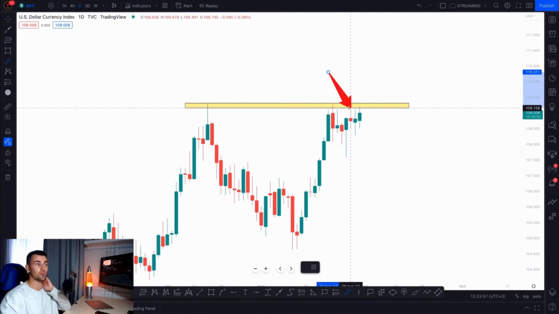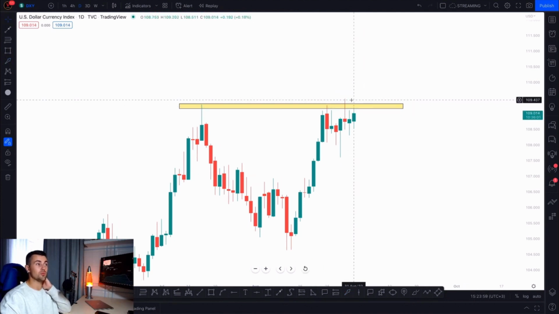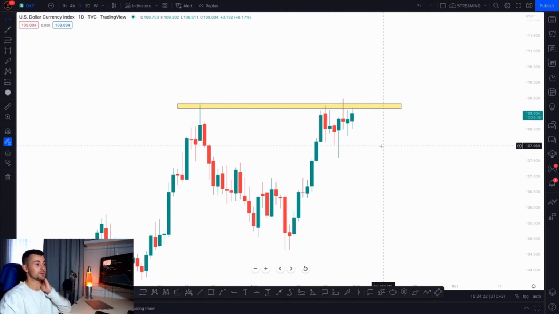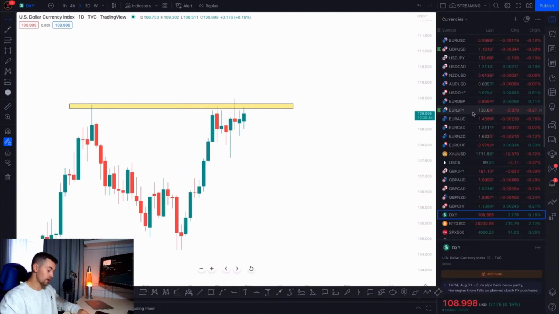For now, we were rejected, but if we close above that resistance on a daily, I cannot even imagine where your dollar will drop next. I guess the violation of that resistance will trigger a very strong selling rally on your dollar, on pound dollar, New Zealand dollar, Aussie dollar. So funny to see what is happening, traders.